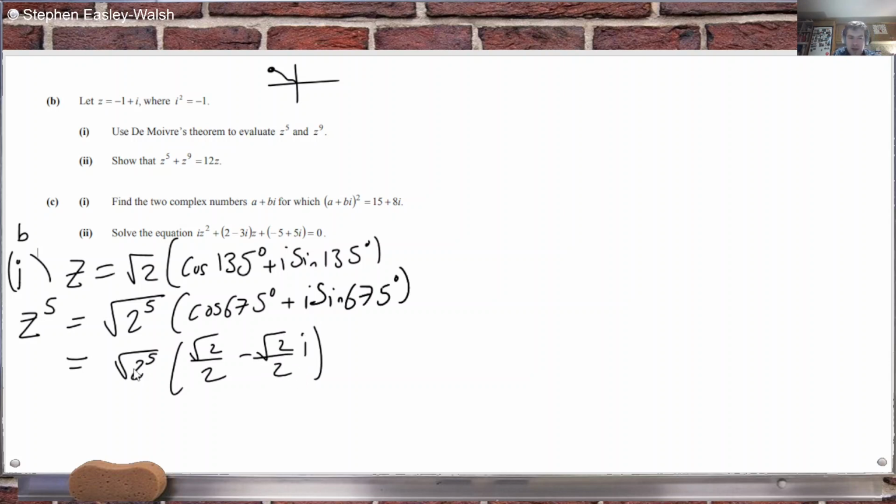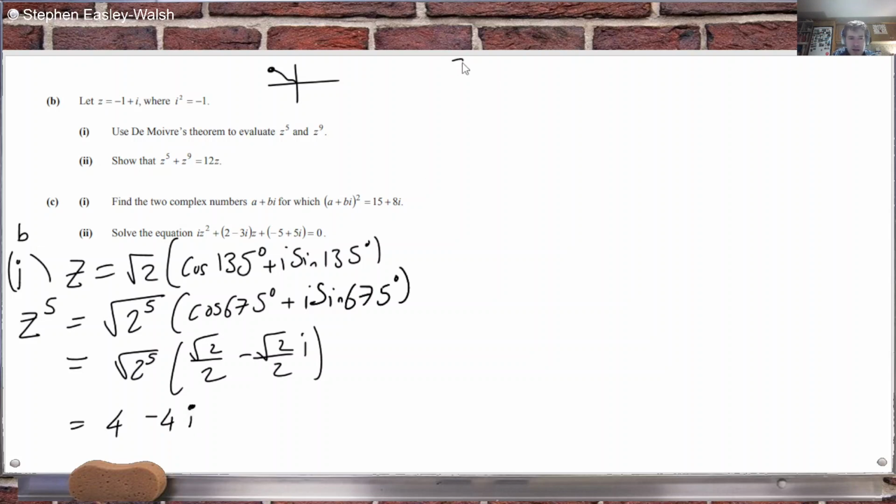So that would now be root 2 power 6, which is 8, isn't it? When we take the root 2, that's 8 over 2, 4. So that's 4 minus 4i.